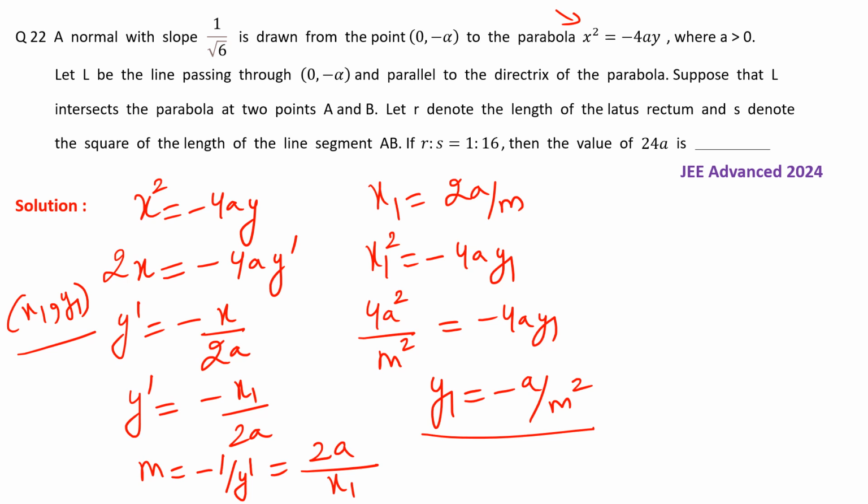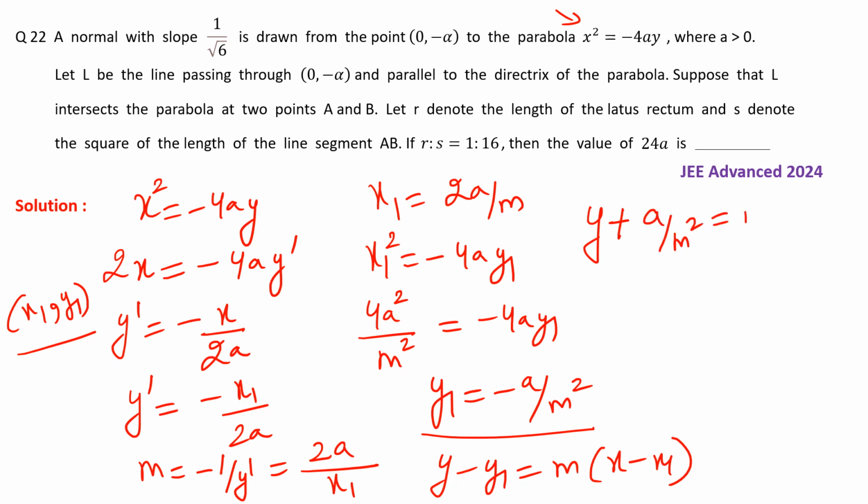Fine. Now we know that if a line is passing through the point (x1, y1) and its slope is m, then by using point slope form, we can write the equation of the line as y - y1 = m(x - x1). So that means the equation of the normal in the slope form will be y minus, now what is y1? y1 is -a by m². So this becomes y + a/m² = m(x - x1). Now what was x1? It was just 2a upon m. Right? Now just simplify this. You will be getting y = mx - 2a - a/m².